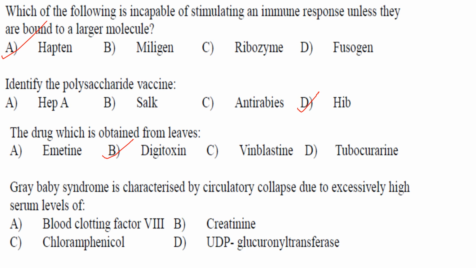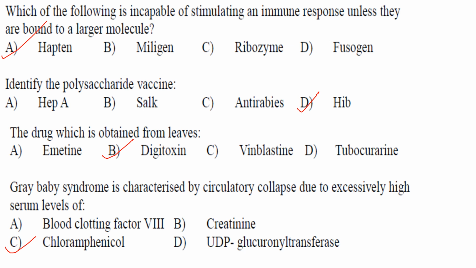Then tubocurarine, it is obtained from the bark of Chondrodendron tomentosum and is used as a muscle relaxant. Then next one. Gray baby syndrome is characterized by circulatory collapse due to excessively high serum levels of chloramphenicol. Answer is option C. Then blood clotting factor 8, it is related to hemophilia A.